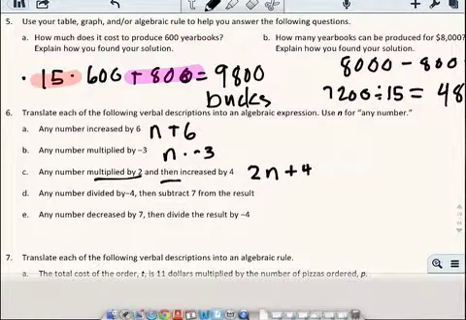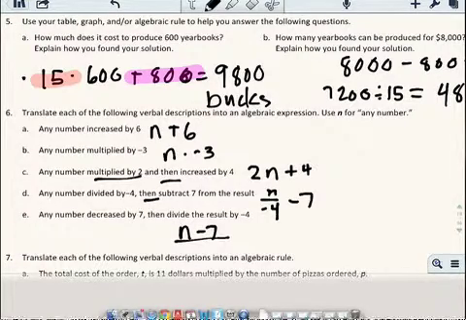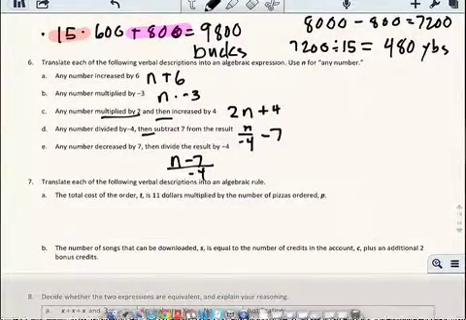by 4. Any number divided by negative 4, then subtract 7 from the result. So again, dividing happens before the subtraction, so that's n divided by negative 4 minus 7. Any number decreased by 7, then divide the result by negative 4. So this means n minus 7, take the whole result and divide by negative 4. So the whole thing has to have a bar underneath it.